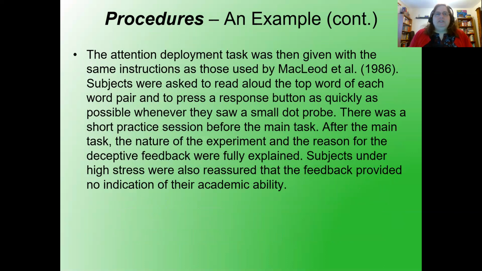The attention deployment task was then given with the same instructions as those used by McLeod et al. in 1986. Subjects were asked to read aloud the top word of each word pair and to press the response button as quickly as possible whenever they saw a small dot probe. There was a short practice session before the main task. After the main task, the nature of the experiment and the reason for the deceptive feedback were fully explained. Subjects under high stress were also reassured that the feedback provided no indication of their academic ability.